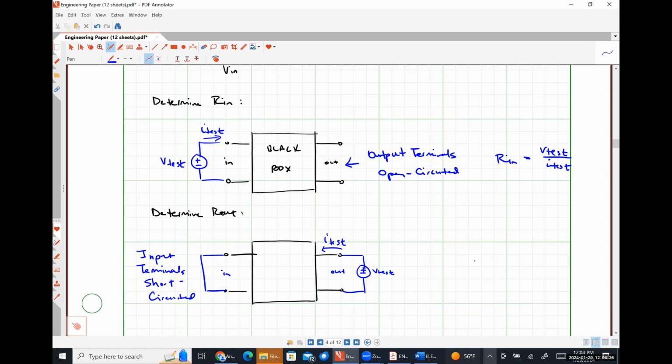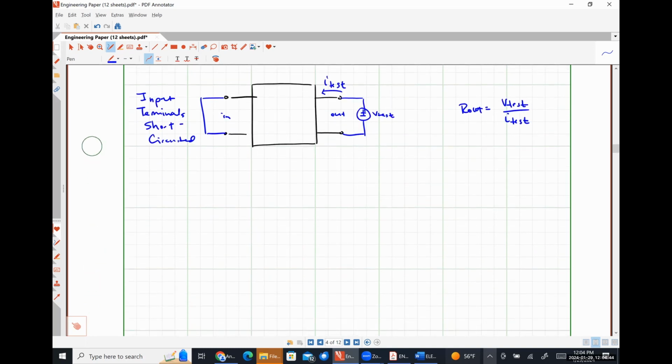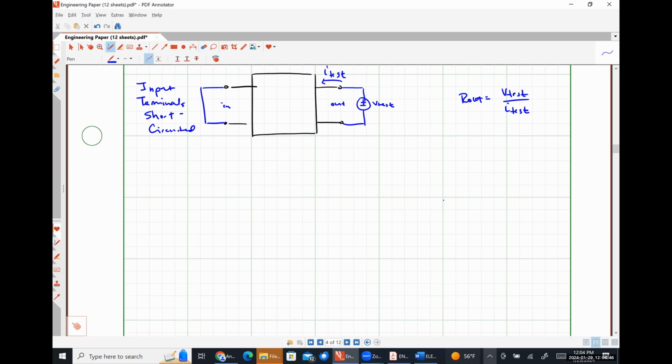And R out in this case will still simply be the ratio of V test divided by I test. And so let's just put this into practice for a very simple circuit. So let's say that I have the following circuit.